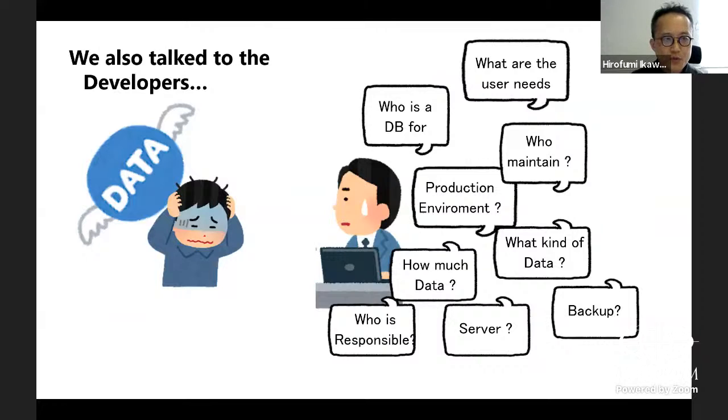Next, we spoke with developers who asked many sensible, practical questions about who the database was for, what the user needs were, who would maintain it, what the production environment would be like, what kind of data would be included, how much data there would be, who would be responsible for it, and how backups and servers would be handled. A lot of questions, many of which we didn't have answers to.